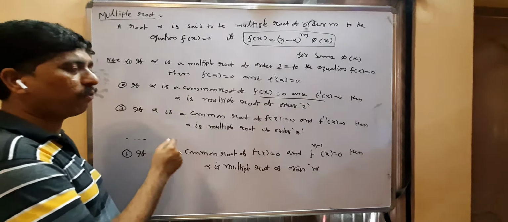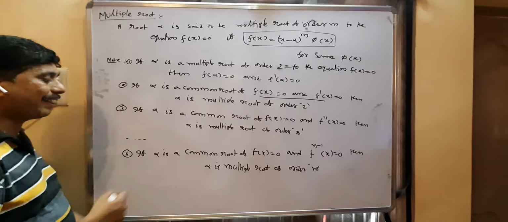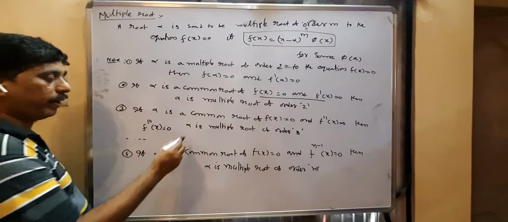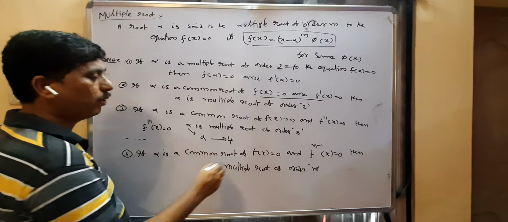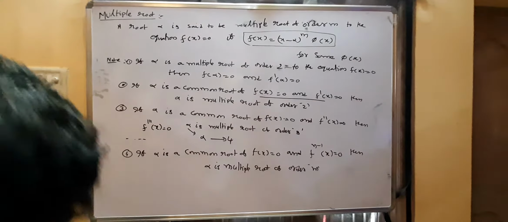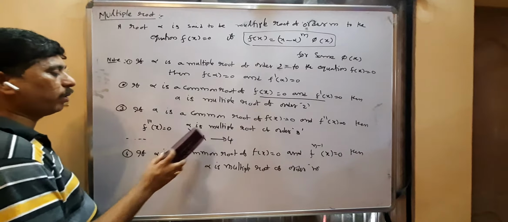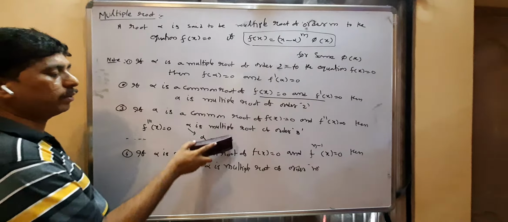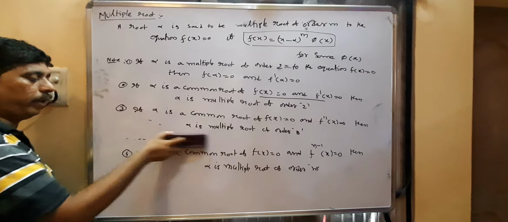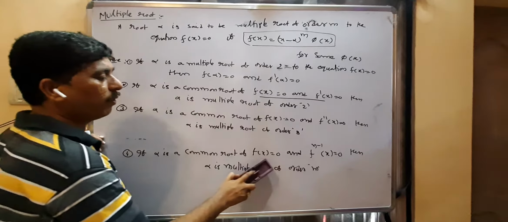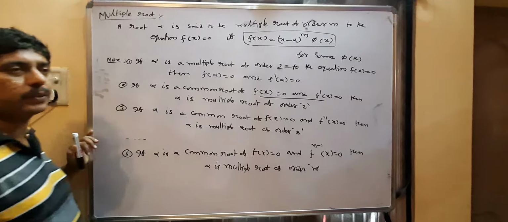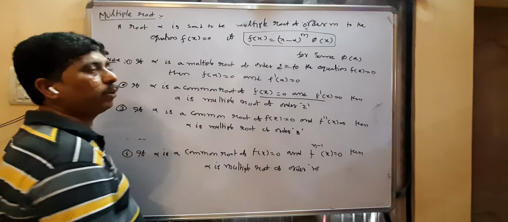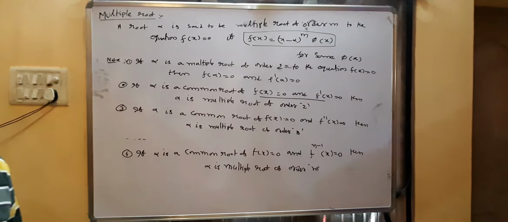Next, if alpha is a common root of f of x and the third derivative of f of x equal to 0, then alpha is a multiple root of order 4, meaning alpha is repeated 4 times. Now the last point: if alpha is a common root of f of x equal to 0 and f power n minus 1, the n minus 1th derivative of f of x equal to 0, then alpha is a multiple root of order m.